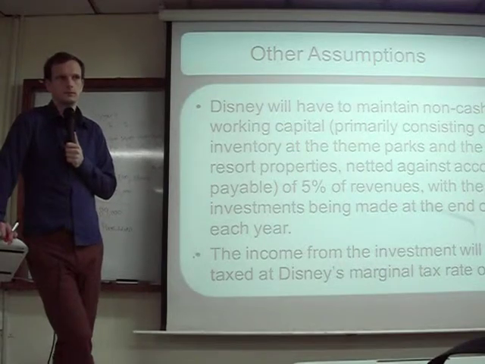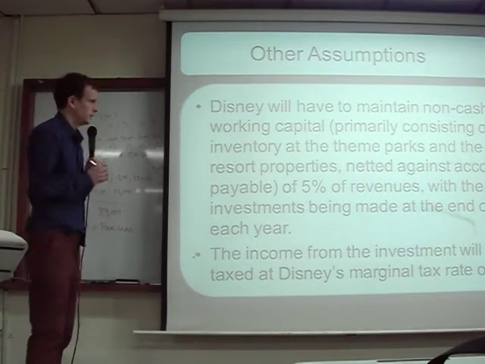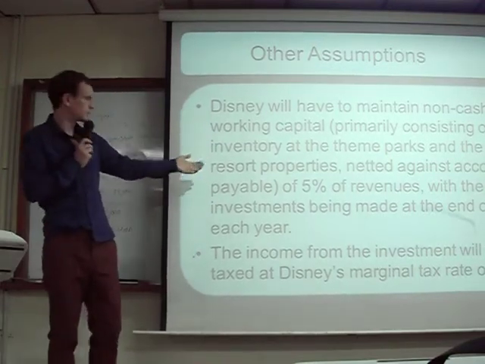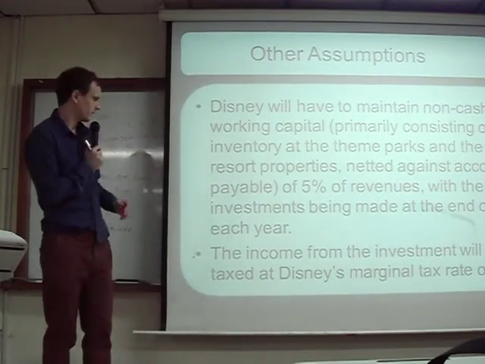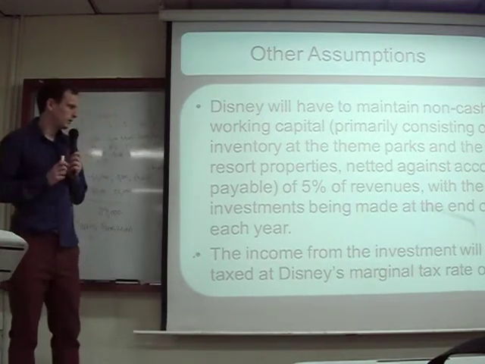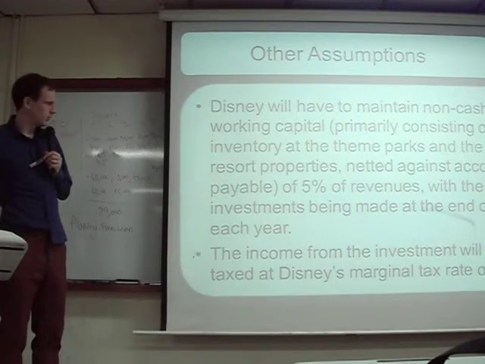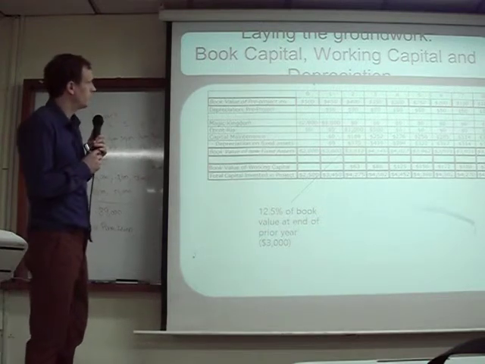So what kind of inventory do we have in the theme park? Rides. The ride might be equipment, more so. Souvenirs. Food. Right, snacks, balloons, right? So it has that kind of inventory, and also the resort property, those kinds of things. So this is going to be 5% of their revenues. Okay, if Disney invests any money, it's going to be taxed at the 38% rate.